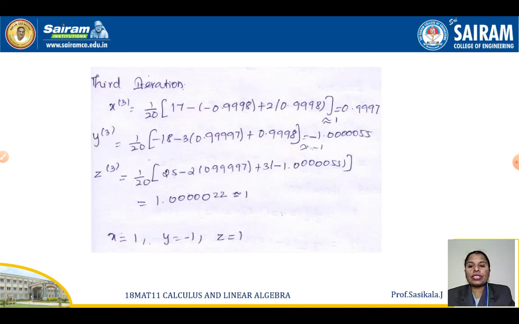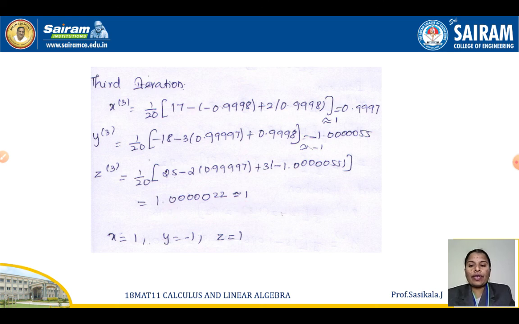So your third iteration, x of 3: use your x of 2, y of 2, z of 2 value to get your third iteration. For x of 3, substitute your y of 2 and z of 2 value. Approximately I am getting 0.997. So I can write it's approximately 1. Similarly y of 3: you can substitute x of 3 value and z of 2 value. I'll get minus 1.000055. So it is approximately minus 1. And z of 3, you can substitute your x of 3 and y of 3 value. That is also approximately 1.